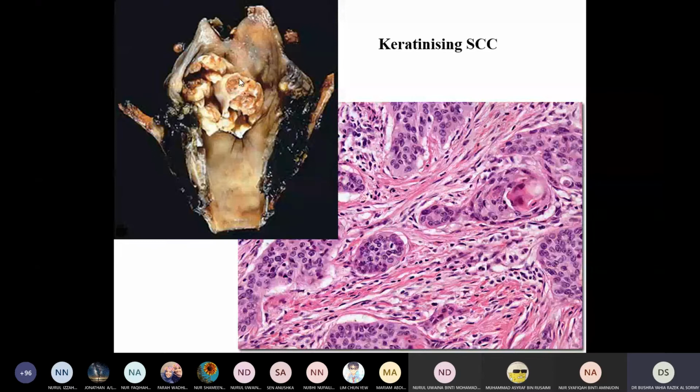This is typical for squamous cell carcinoma, with a gray-whitish color and a cauliflower appearance. Here we can see nests of squamoid epithelium, and we can see the keratinization, keratin. We call this keratinizing squamous cell carcinoma.